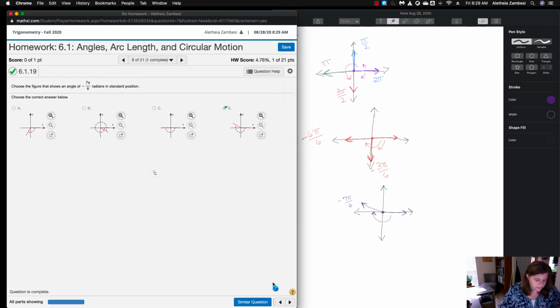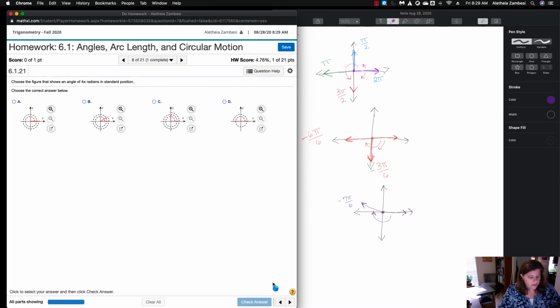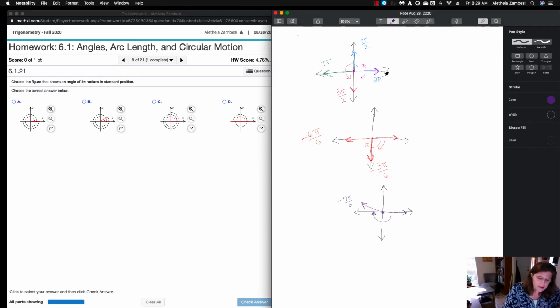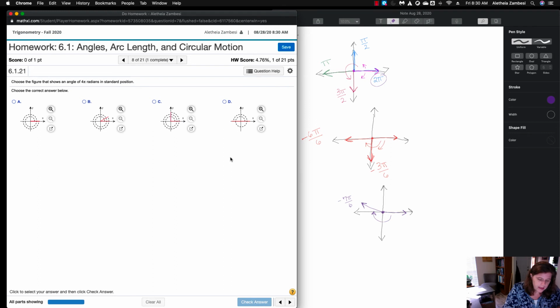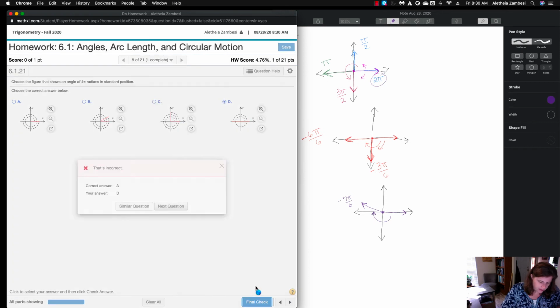Excellent. Next question. This one asked me for 4 pi radians in the standard position. So remember, if we went all the way around, we get to 2 pi. If I were to continue counting pi, then I would count 3 pi and then 4 pi. So we're looking for one that goes around 2 full revolutions of the circle. And looks like A is the one that goes around 2 full revolutions of the circle here.